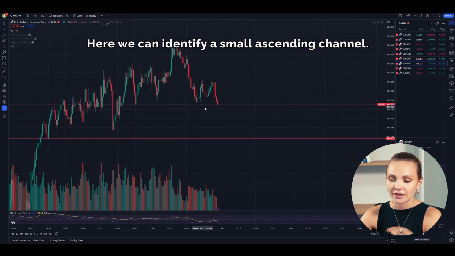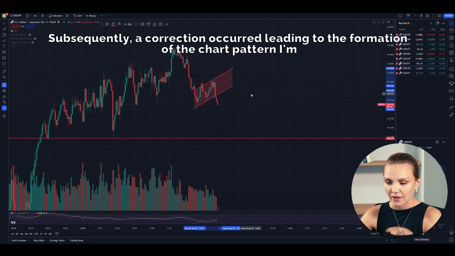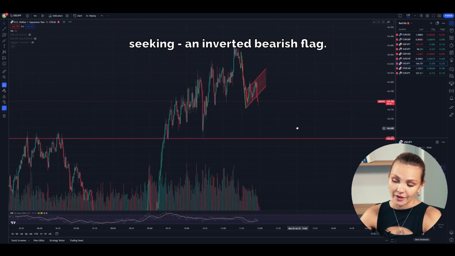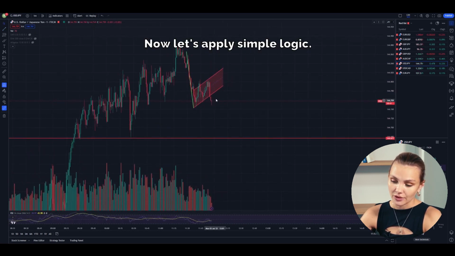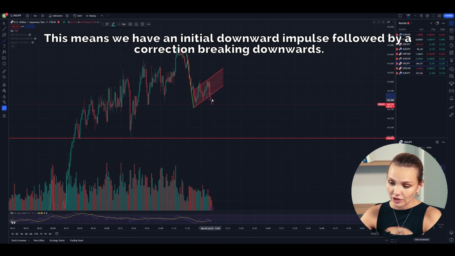Here we can identify a small ascending channel. Preceding this channel, there was a robust downward impulse leading to a significant drop in price. Subsequently, a correction occurred, leading to the formation of a chart pattern, an inverted bearish flag. Now let's apply simple logic. Price is presently breaking the correction in a downward direction. This means we have an initial downward impulse followed by a correction breaking downwards.